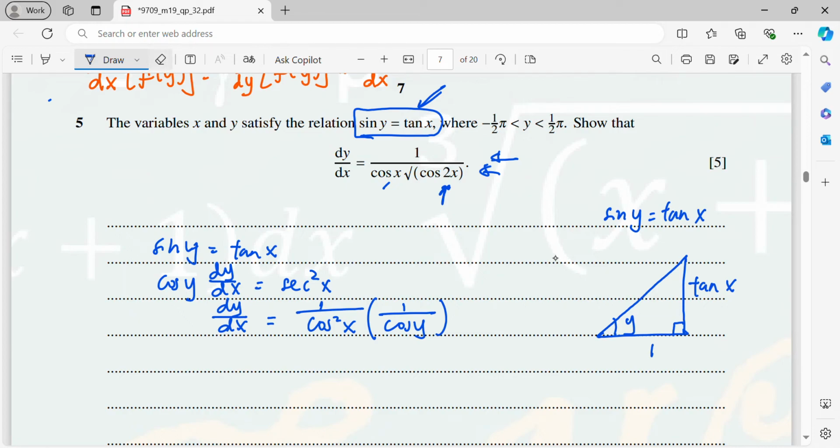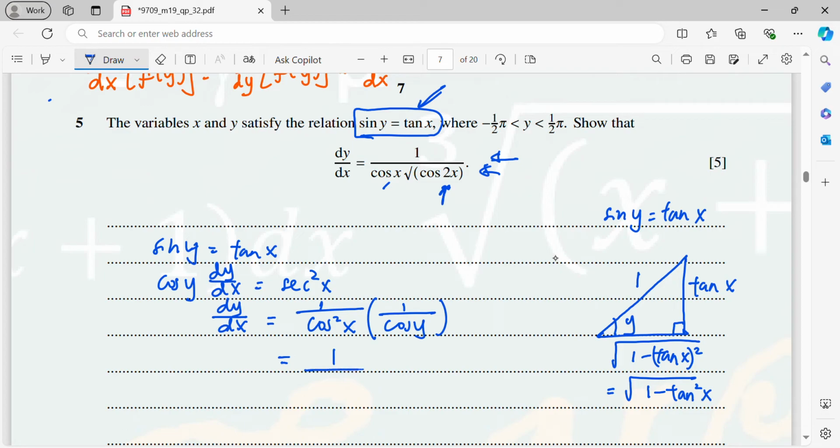sine is opposite over hypotenuse. So opposite is tangent x, hypotenuse is 1. So it means that the adjacent side is going to be square root of 1 minus tangent x squared, according to the Pythagoras theorem. So this is the same as square root of 1 minus tangent square x. Right? So now here I will change.